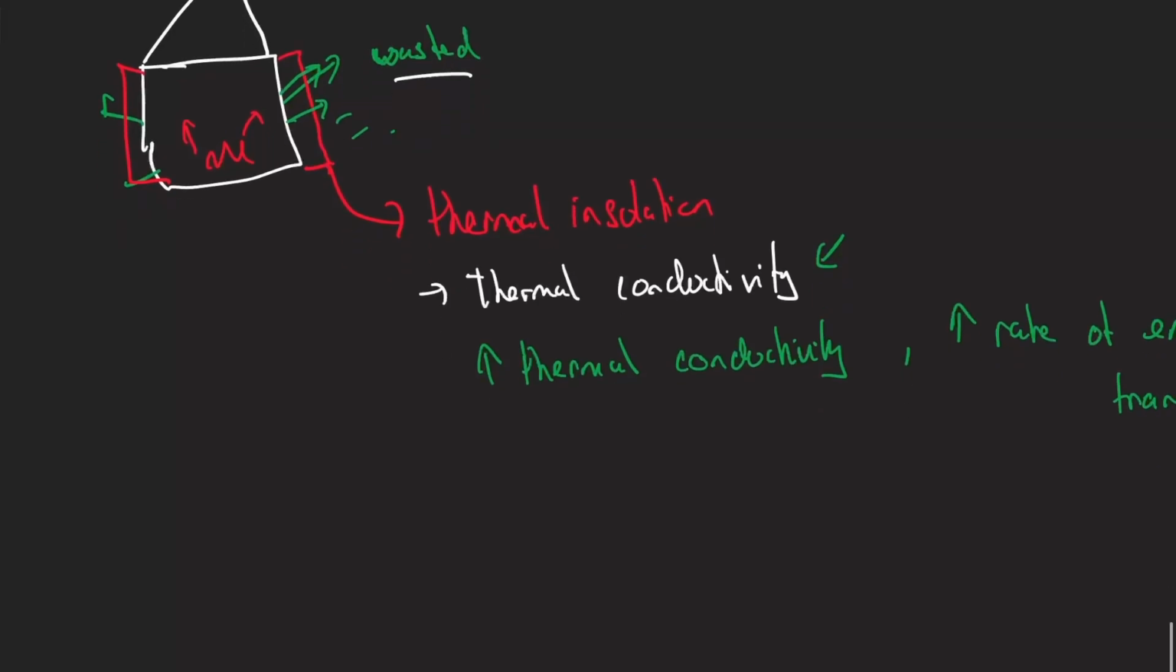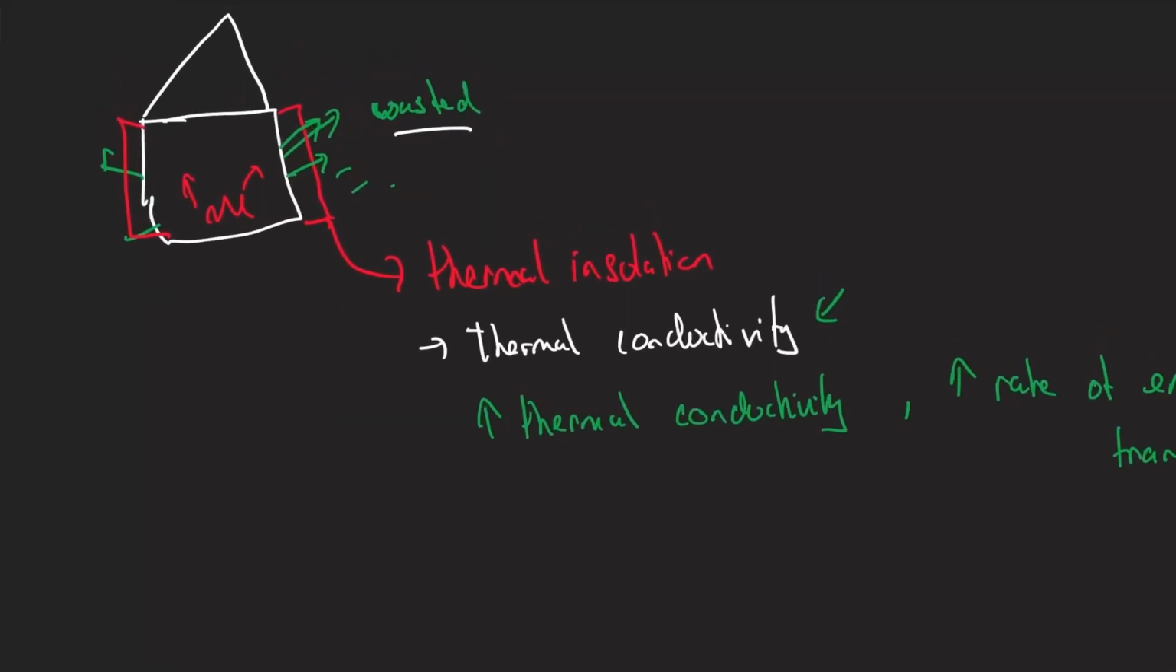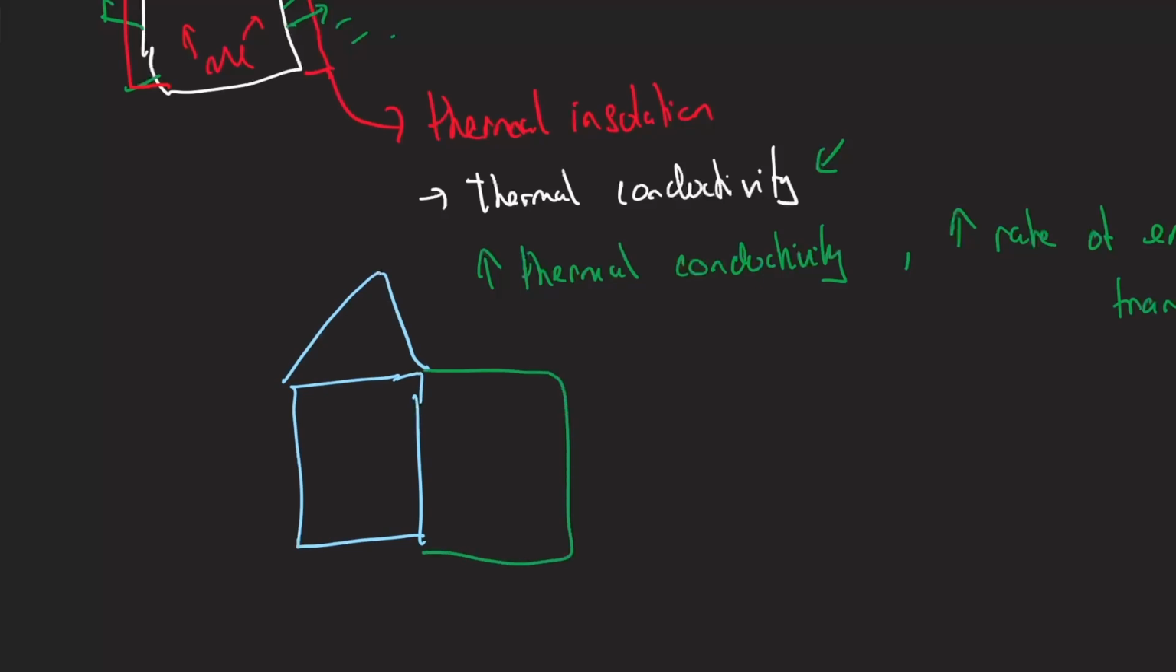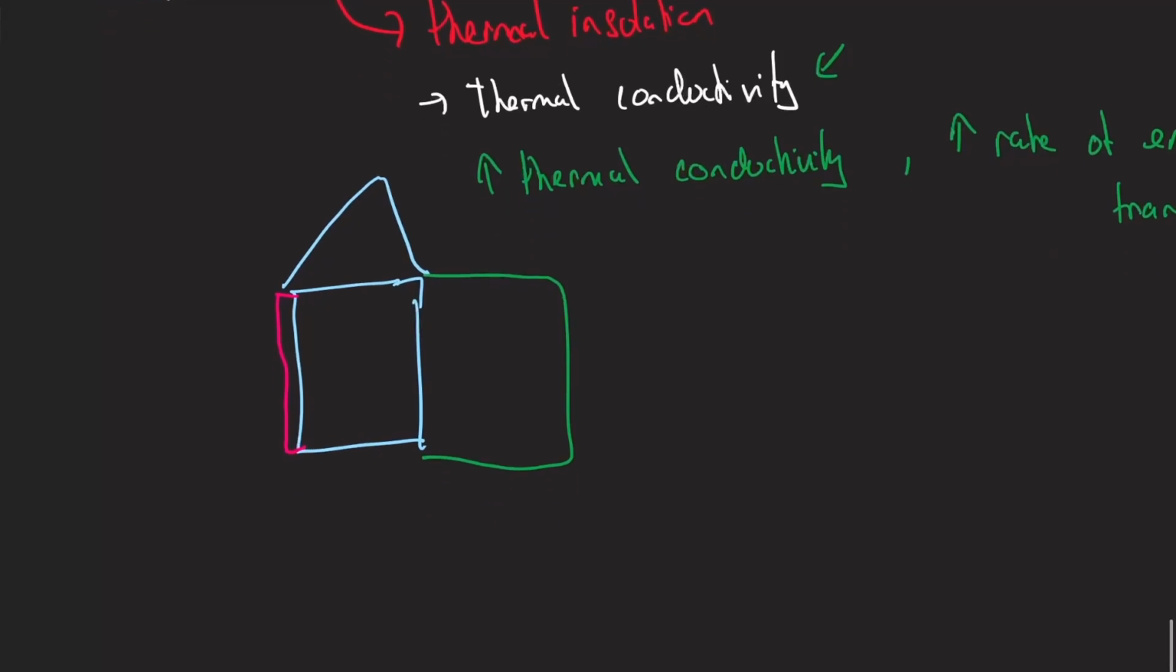Okay, and another key thing, as you might be able to guess here, is to do with the thickness of the walls. So when you have a thicker wall, let's draw a house again, and let's say on this side of the house you've got a really thick wall, that's quite exaggerated, but you get the idea, and over here you've got a really thin wall. Now here, the thicker the wall is, the lower the rate of energy transfer you'll get.